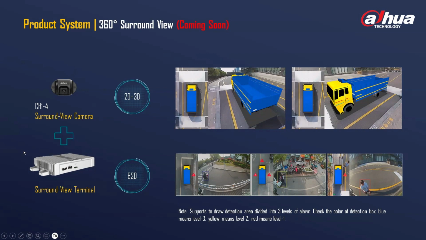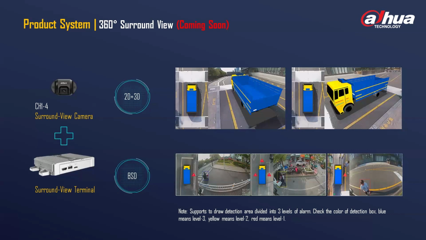Then when it goes to the terminal, it can give us that typical simulation of the 4 views, and then we can get notifications for things like blind spot detection. So it is not really a fisheye, but actually multiple cameras, and it's coming soon. Once it's out, maybe we can arrange to get one set for demonstration and trial.